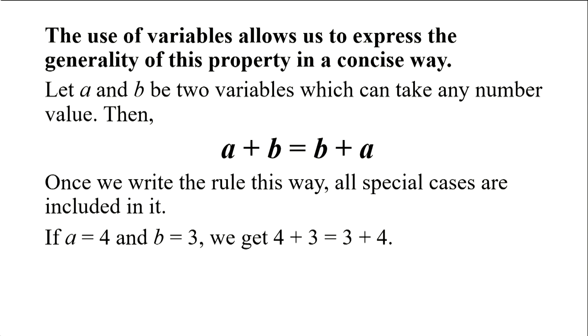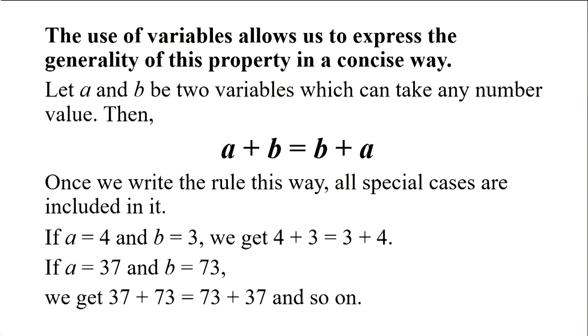So, if a is equal to 4 and b is equal to 3, we get 4 plus 3 is equal to 3 plus 4, both yield sum 7. Even if a is equal to 37 and b is equal to 73, then we can come to the conclusion that 37 plus 73 is equal to 73 plus 37 and so on.